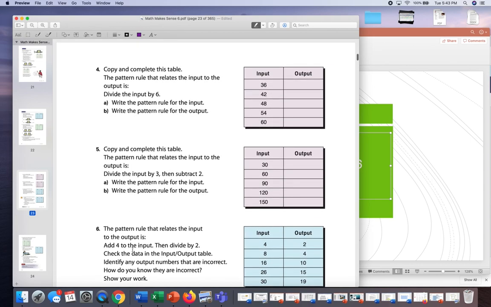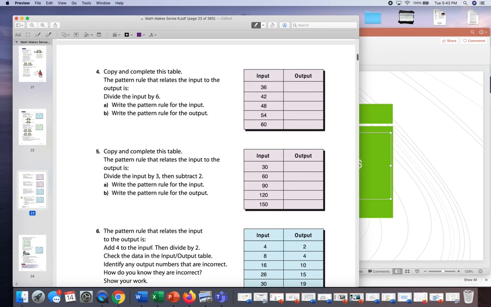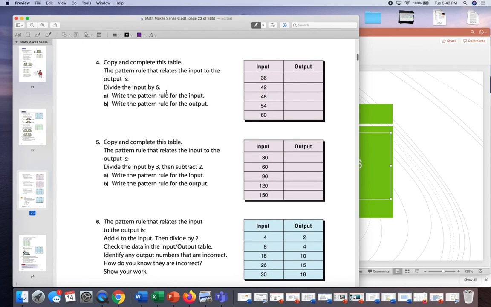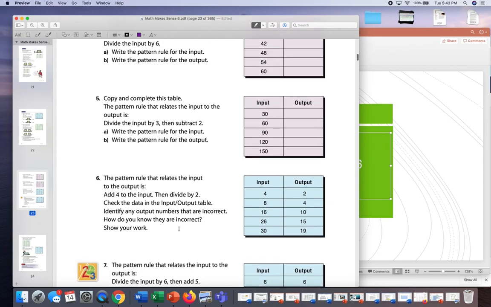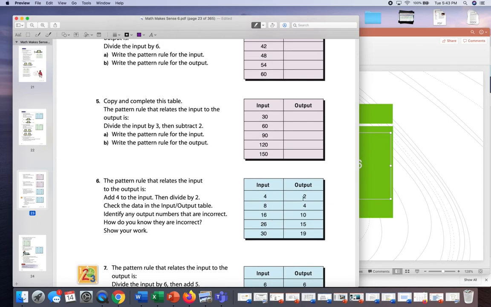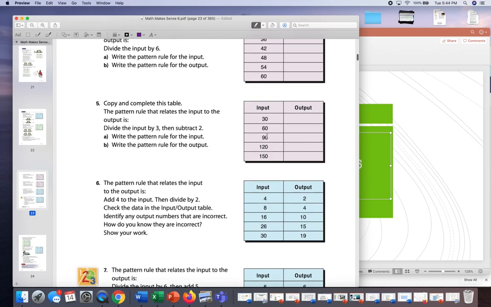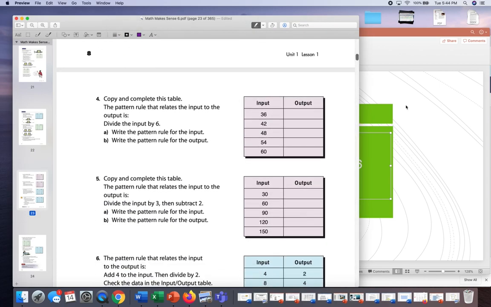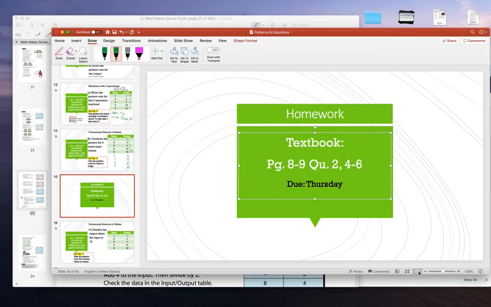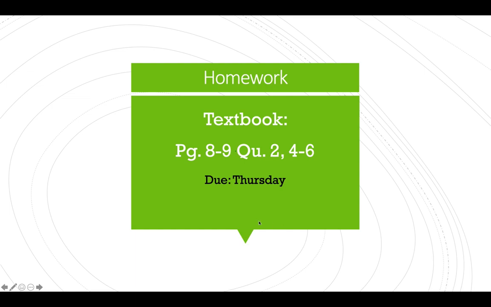And then you have to do 4 through 6. It's pretty much the same thing. This one's easier because it only has 1 machine. This one has 2. And for this one, they just say that you have to figure out if something is incorrect or not. So I suggest that you maybe copy this down and then show the ones that you think are incorrect. For this, you just need to have this done for tomorrow. You do not need to submit this onto Seesaw because we're going to go over the answers tomorrow in class. Okay, that is it, and see you soon.